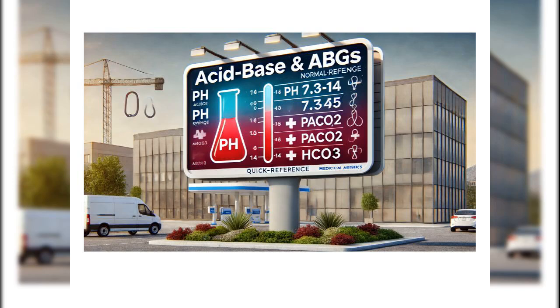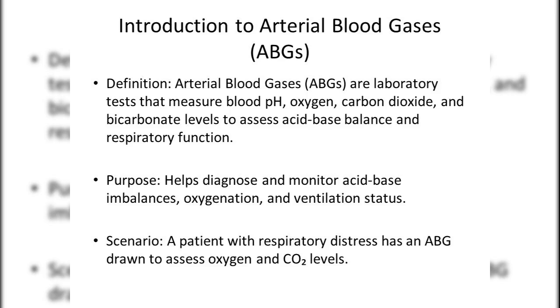Welcome to our quick reference guide for understanding acid-base balance and arterial blood gases, ABGs. This visual will help you grasp the normal ranges and key components at a glance. Arterial blood gases, or ABGs, are crucial laboratory tests that measure blood pH, oxygen, carbon dioxide, and bicarbonate levels. These tests help diagnose and monitor acid-base imbalances, oxygenation, and ventilation status, especially in patients with respiratory distress.